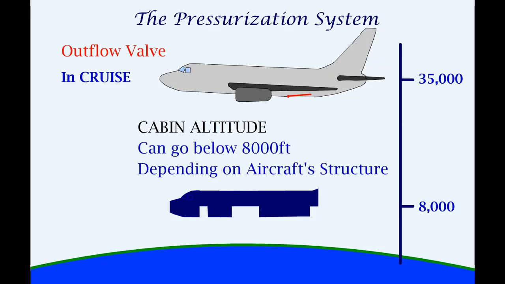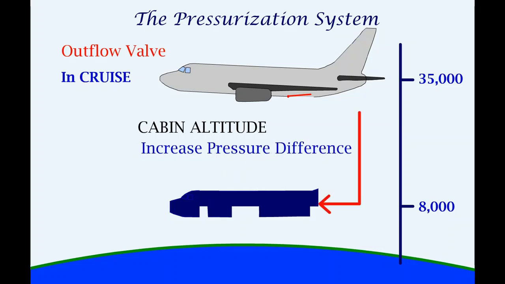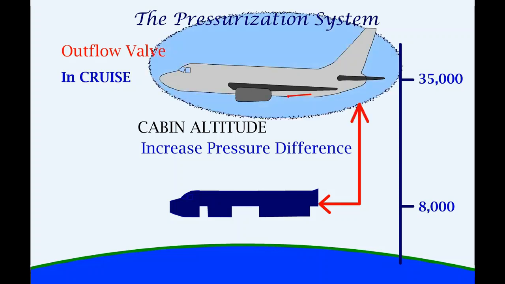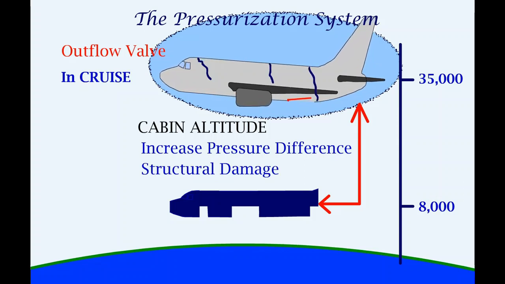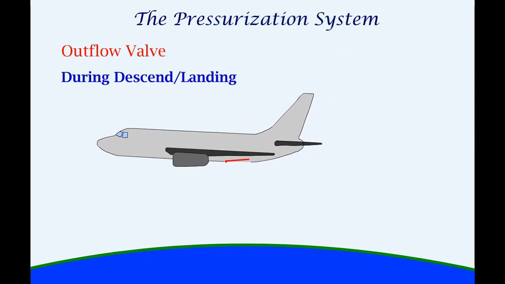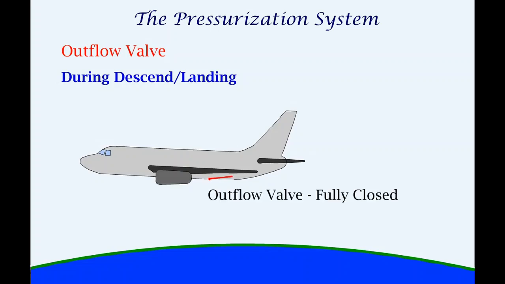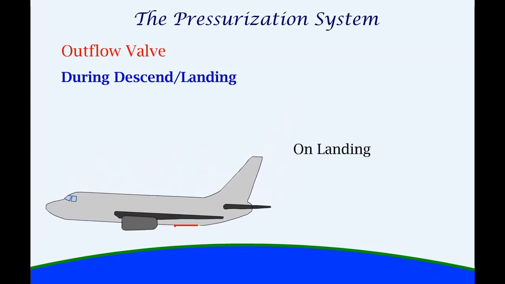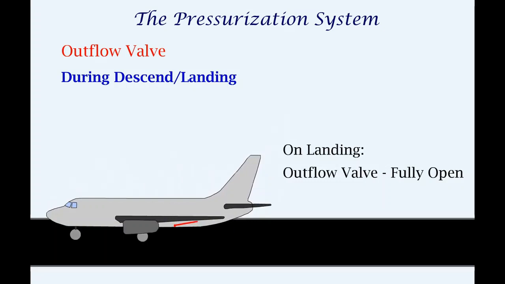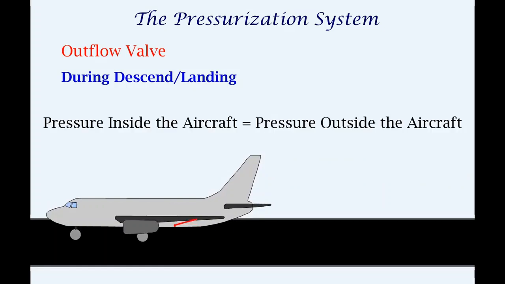This is because there will be a severe increase in the pressure difference between the pressure inside the aircraft and the ambient pressure, which could result in structural damage. While the airplane is descending, the outflow valve is fully closed so that the pressure inside the aircraft increases. When the aircraft touches down on the ground, the outflow valve is fully open so that the pressure inside the aircraft is the same as the ambient pressure.